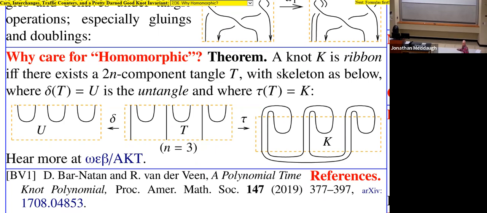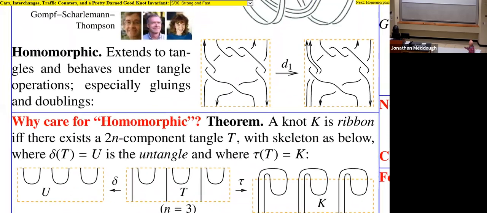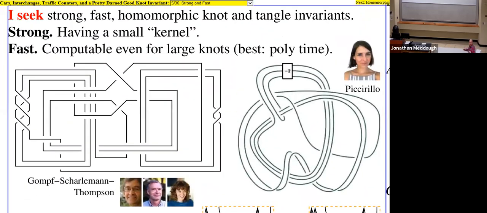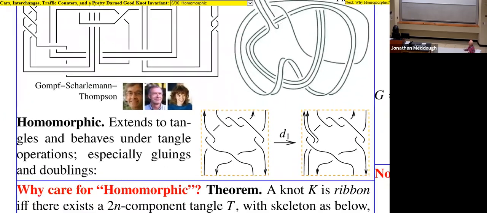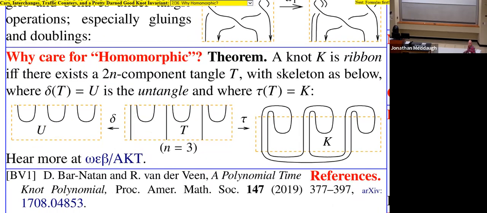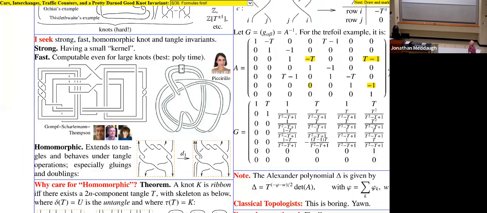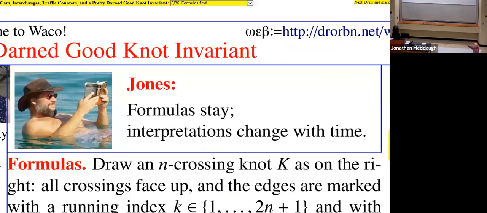And since I want to be able to say things about ribbon knots, and in fact, I want to be able to say it about relatively large knots, I want an invariant that will be strong, fast, and homomorphic. Okay? Anyway, having said all this, I'm going to describe one to you. So that's the content of my talk, the pretty darn good knot invariant.